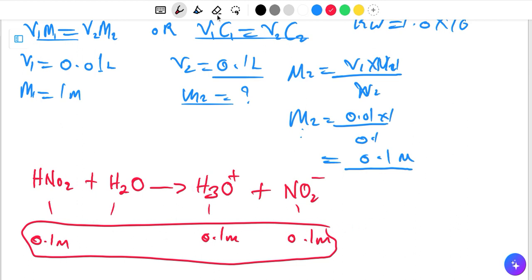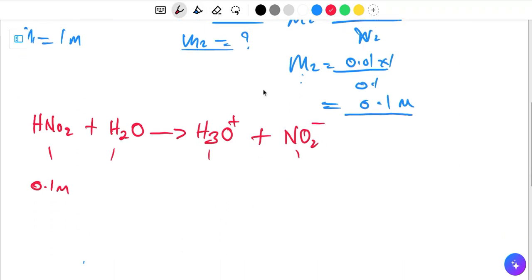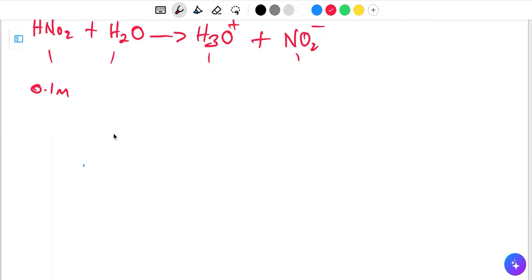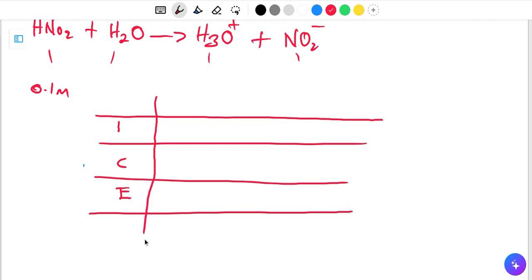What about the second table now, after dilution? After dilution, you don't have the concentrations of these, so you need to draw the ICE table. So this is the second ICE table, where I denote the initial, then C denotes change, and E denotes equilibrium. So this is what we have.